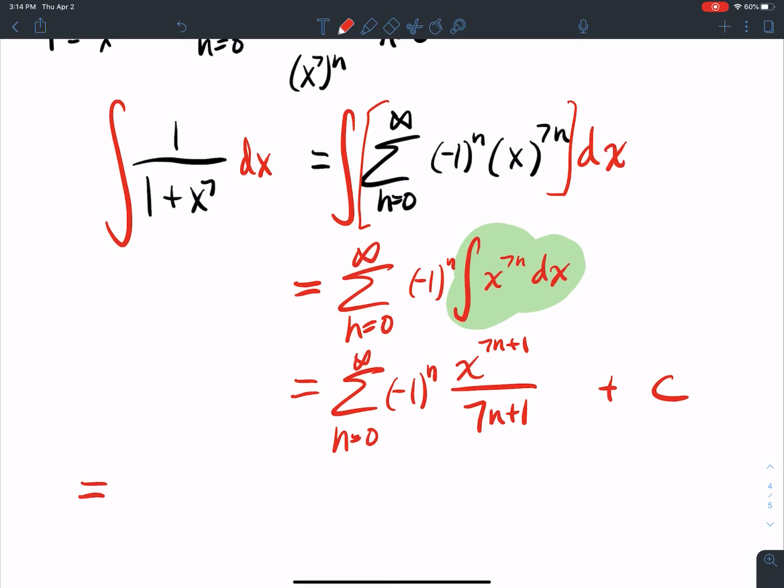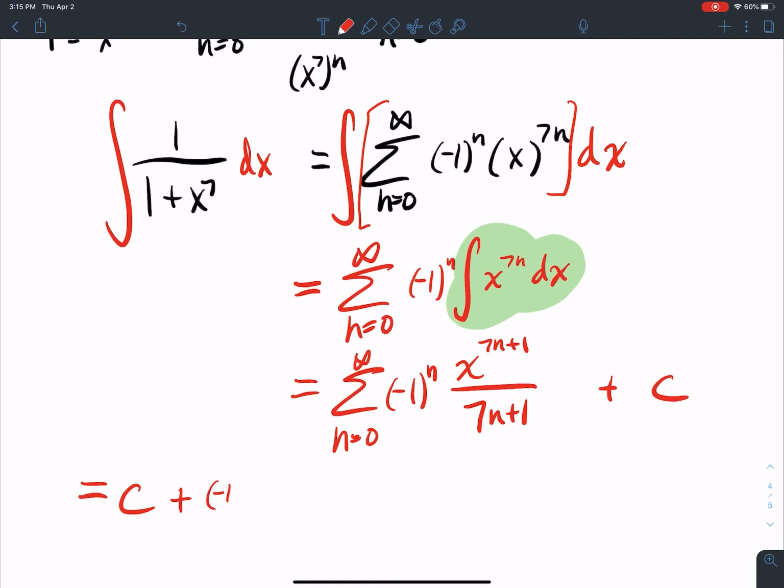My answer is what? It's c plus, well, when n equals 0, I get x to the 1 over 1, so that's just x. And then that makes this piece positive. All right, let me just write all that out instead of doing it in my head.